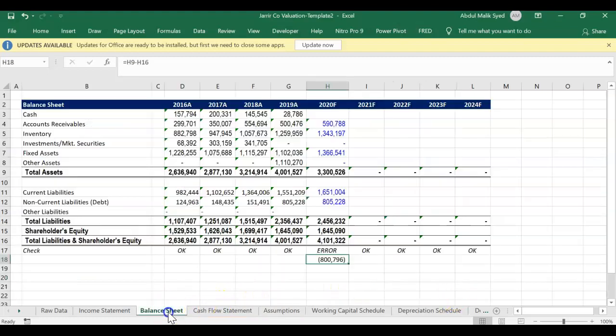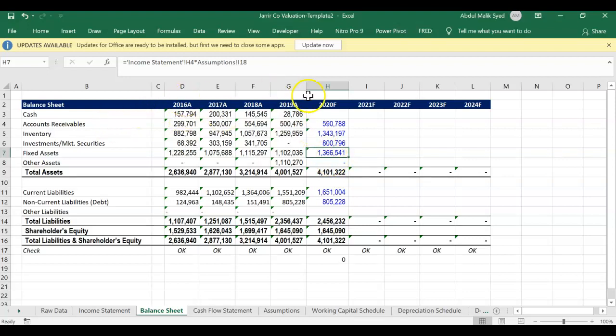Okay, so let's see whether it happens now. Now what is the difference? We have 800. So that means we will show this as either investment in marketable securities or other assets. Better we put it as marketable securities. So how much is it? 796. So write 800 796. Now you see what happens. The balance sheet gets tallied. So this is how you are going to use a plug variable.